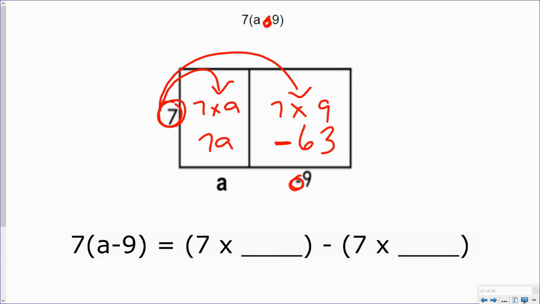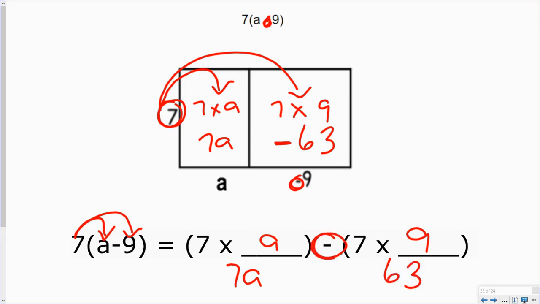So now let's look at my expression here. So it's the very same thing. Distribute the 7 to the a, so 7 times a, which gives me 7a. And then I distribute the 7 to the 9, which would give me 7 times 9, which is 63. Here's my subtraction. So I subtract here. And then again, because I don't know what the value of a is, this is as simple as I can make this expression. So my final answer would be 7a minus 63.